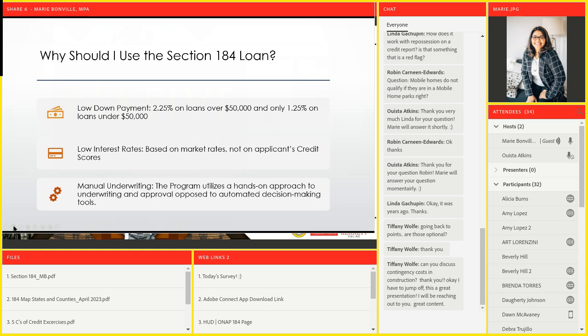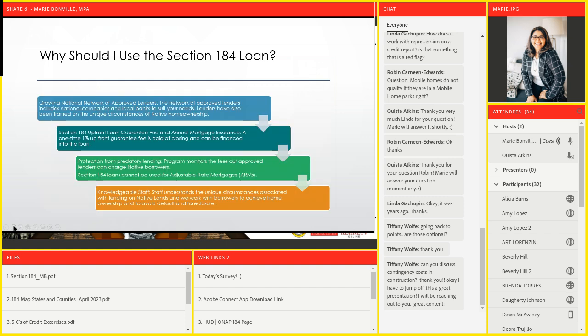Some of the underwriters or loan officers are looking to other non-traditional forms of credit to be able to approve someone. So that's the beauty of Section 184, that it's definitely Native centric. It's meant to increase the number of homeowners we have by looking at the circumstances and making exceptions.